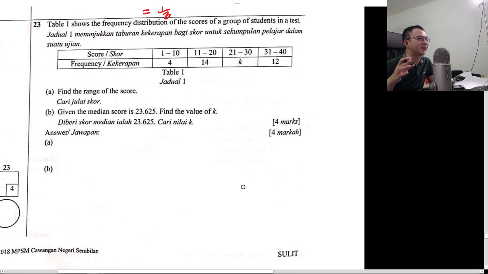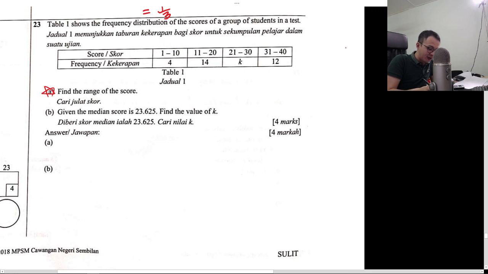Okay, Table 1 shows the frequency distribution of the scores of a group of students in the test. So find the range of the score. I want to say something about this range, because in one of the videos I think I taught it wrongly, since I just went to Google. After that I realized that in SPM, if in grouped data you want to find the range, you basically use the midpoint.